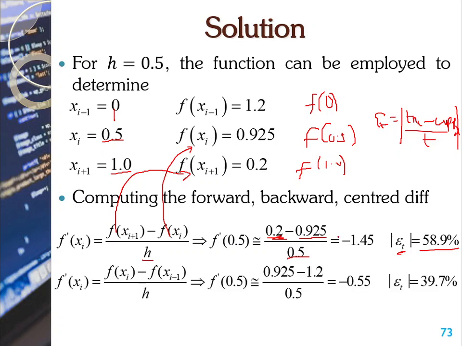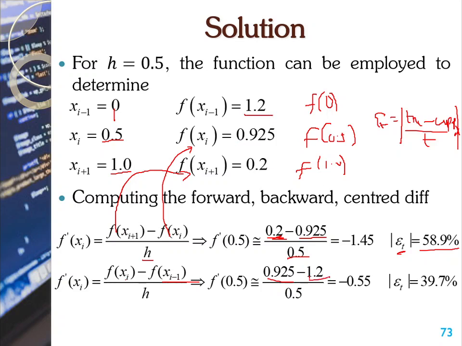Now let's look at the backwards differencing. Remember that for the backwards differencing, the formula was given as f of xi minus f of xi minus 1. We already know our f of xi to be equal to 0.925, which we have here, minus f of xi minus 1, which we have to be 1.2.